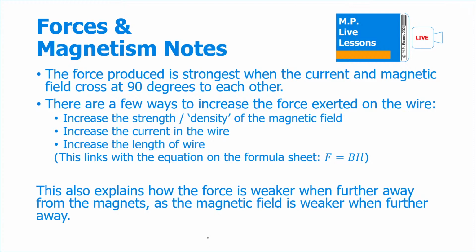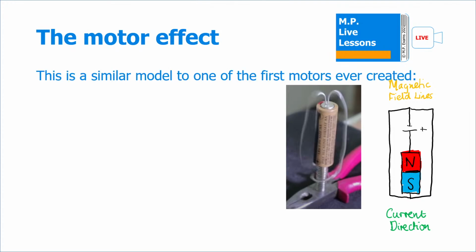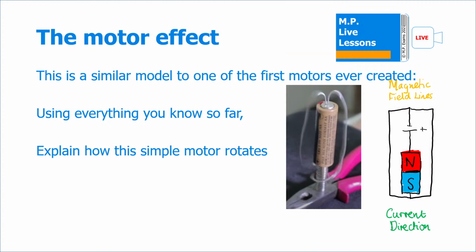And finally, this is it, the last slide, the motor effect. So I've got a model here that's similar to one of the first motors ever created. Using everything you know so far, like Fleming's left-hand rule, explain how this simple motor will rotate. And as a bonus, which way does it rotate?